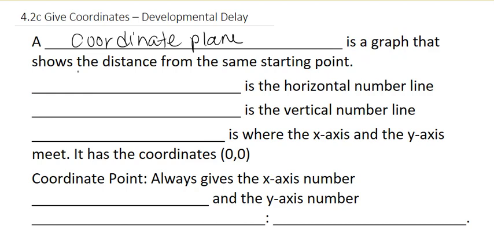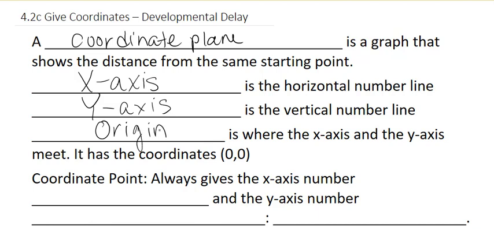The x-axis is the horizontal number line. The y-axis is the vertical number line. Origin is where the x-axis and the y-axis meet. It has the coordinates of 0, 0.